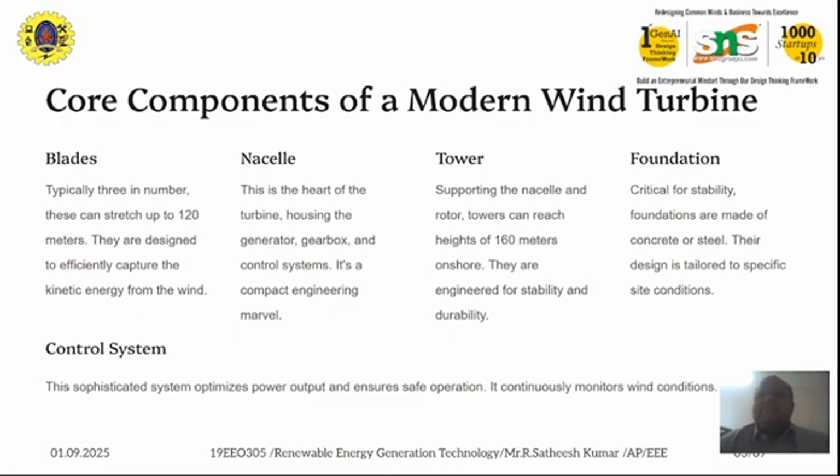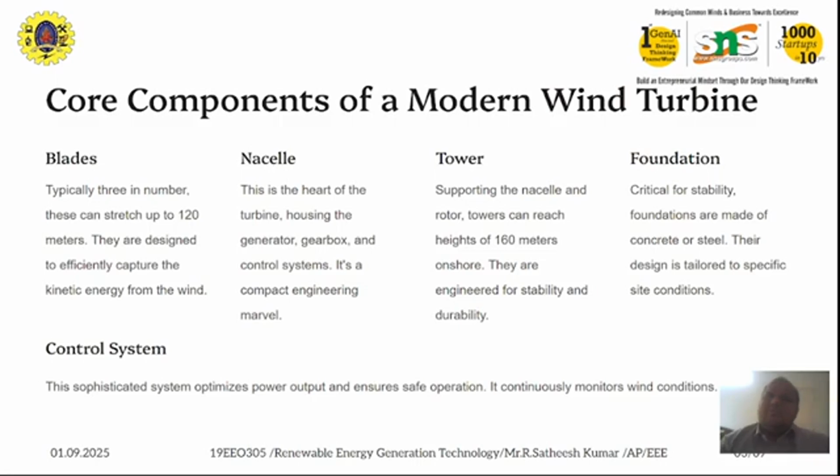Then the foundation. The foundation is again a crucial thing because it gives support for stability, and foundations are mainly made of concrete or steel. Their design is tailored to specific site conditions. If it is good soil, then they go for concrete. If it is bad soil, then they go for a combination of concrete and steel.